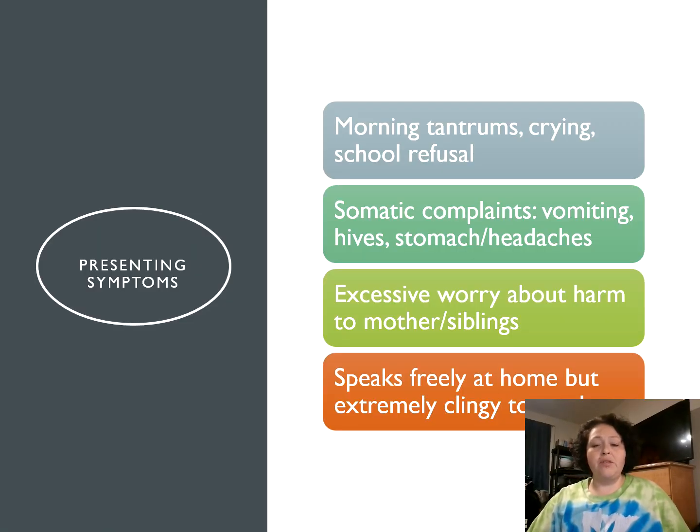Sue displays several signs of anxiety that interfere with her daily functioning. She cries and throws tantrums before school, complains of stomach aches and headaches, and often vomits or breaks out in hives when separation from her mother is imminent. She also expresses persistent fears that something bad will happen to her family. At home, she is outgoing and talkative, but at school she is withdrawn and isolated. These behaviors align with clinically significant separation anxiety and may overlap with selective mutism features.